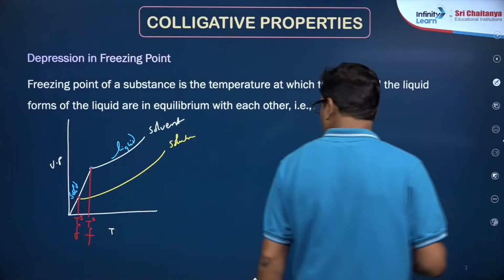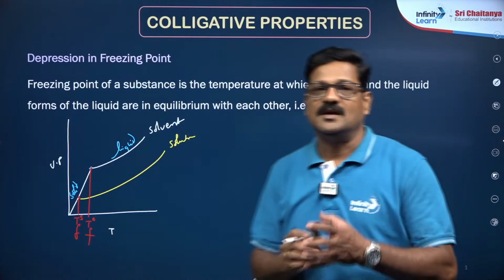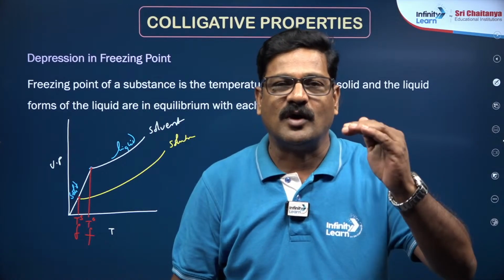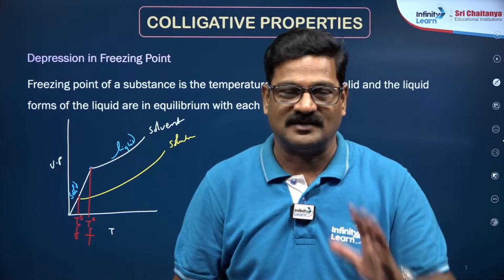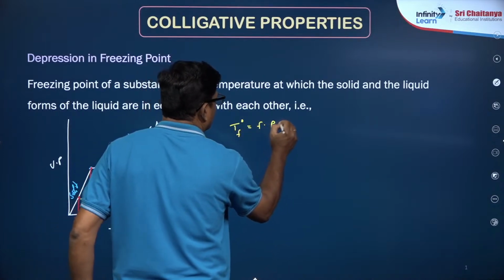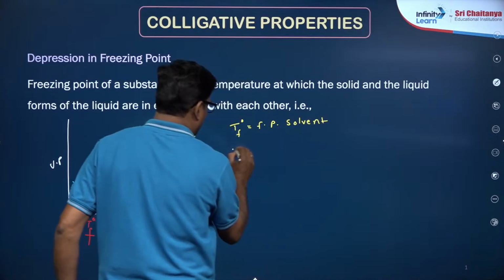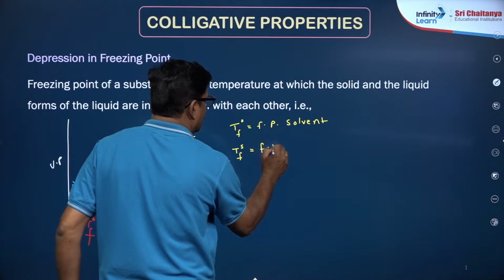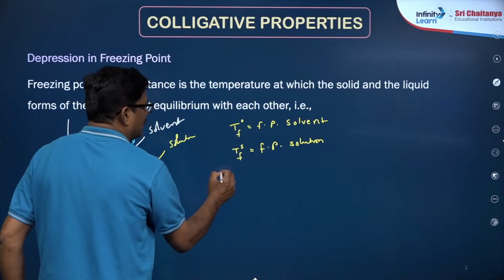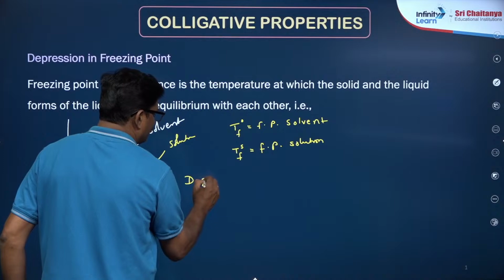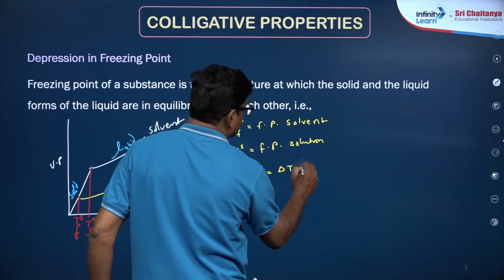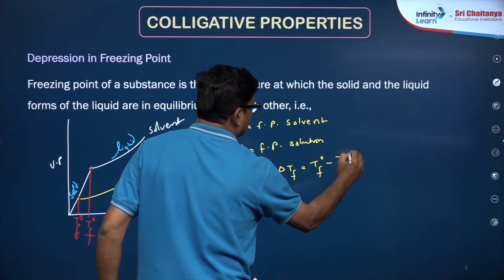So there is a decrease in the freezing point. Let us say water freezes at 0 degree centigrade. If we add a little bit of salt, the water will freeze at -2, -3 like that. Okay, so Tf naught is the freezing point of the pure solvent. Tf is the freezing point of the solution. So there is a decrease in the freezing point. You can say it is a depression in freezing point, delta Tf, equal to Tf naught minus Tf.